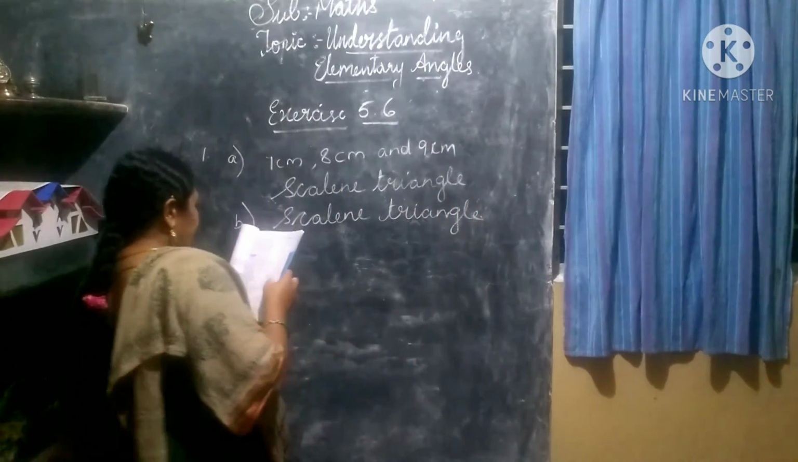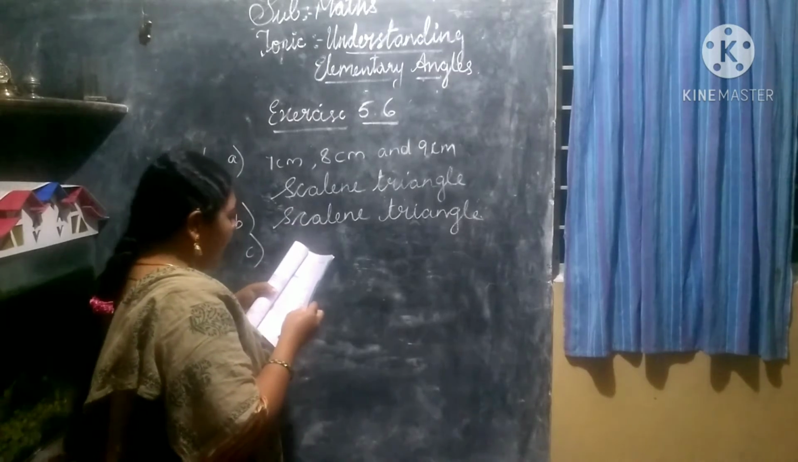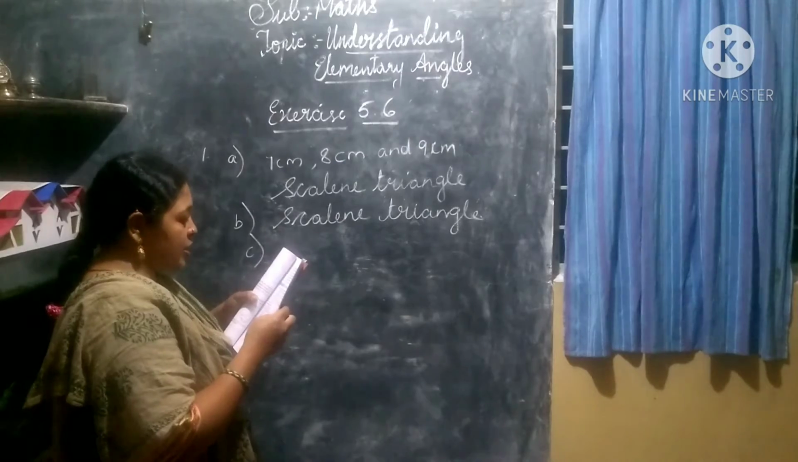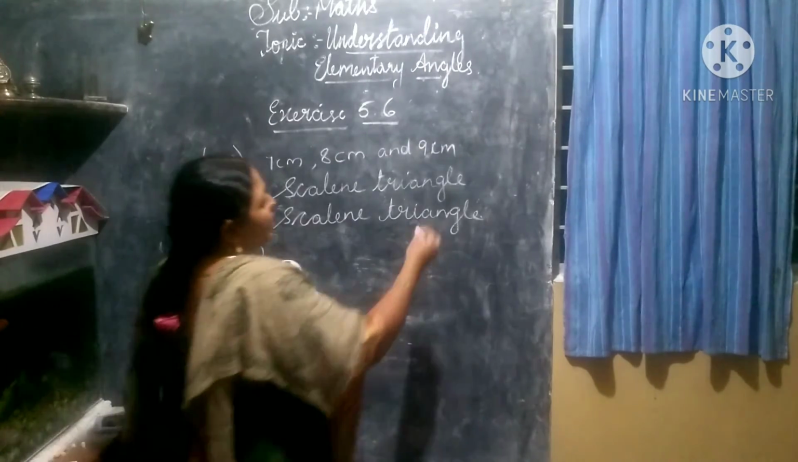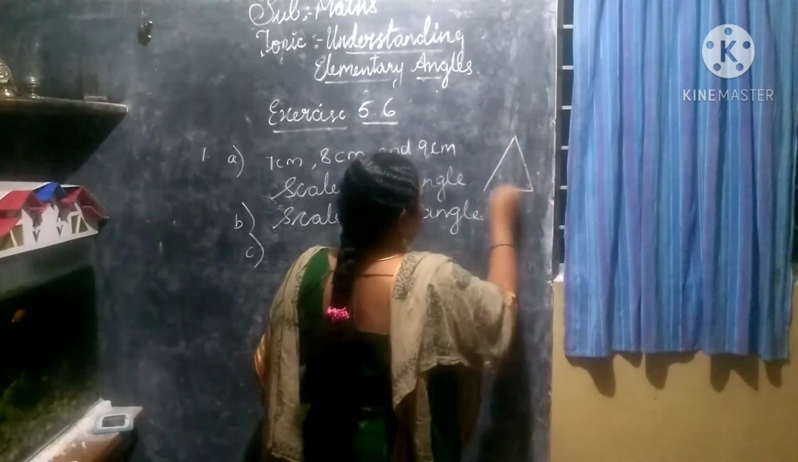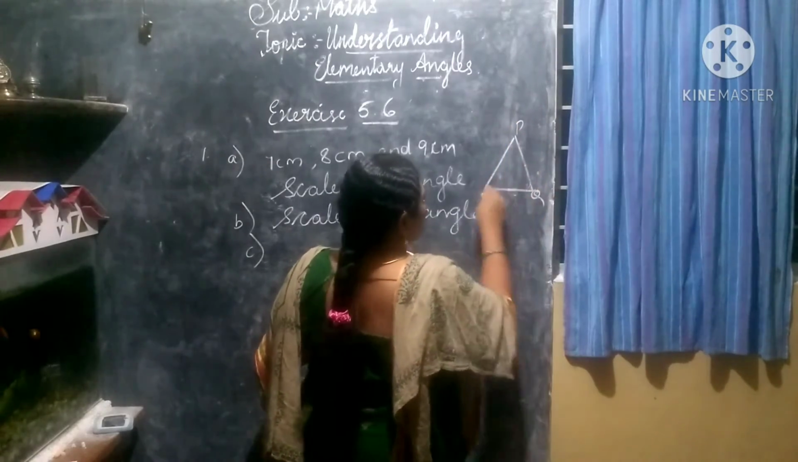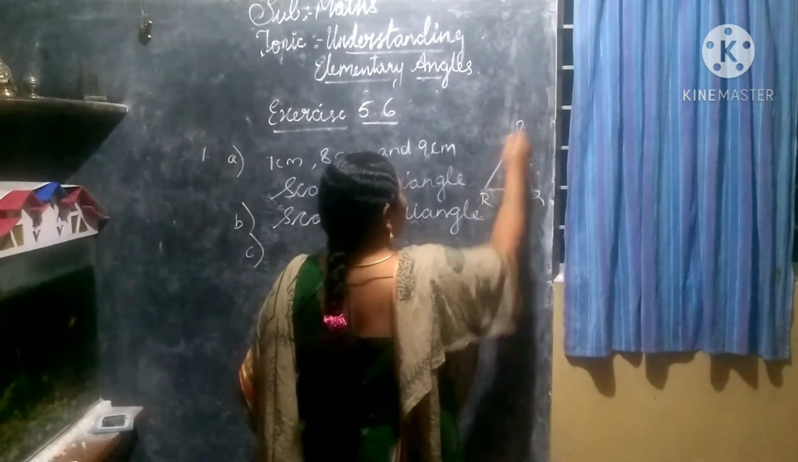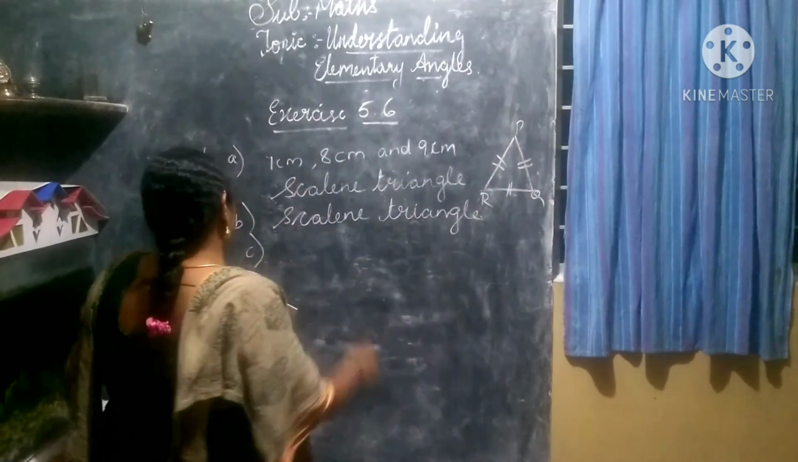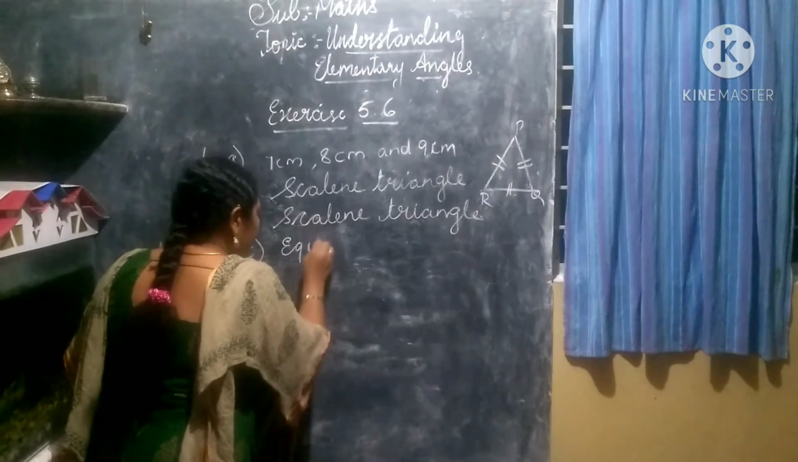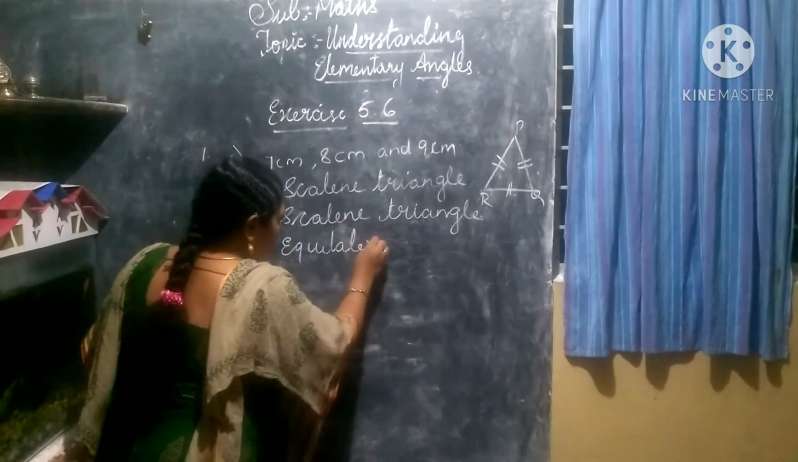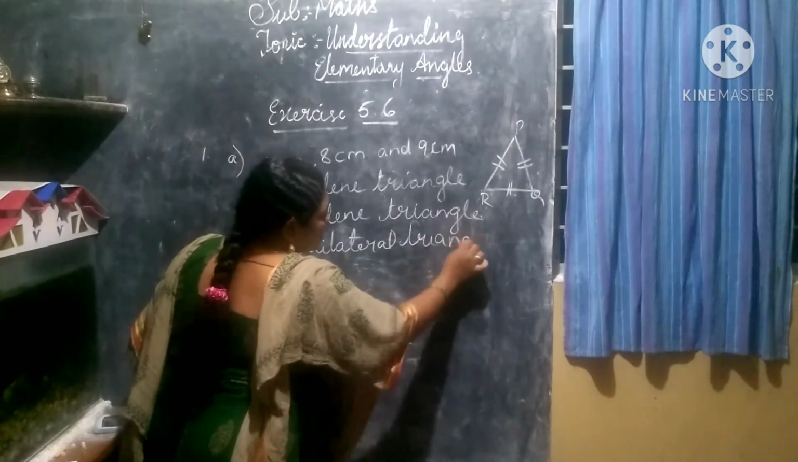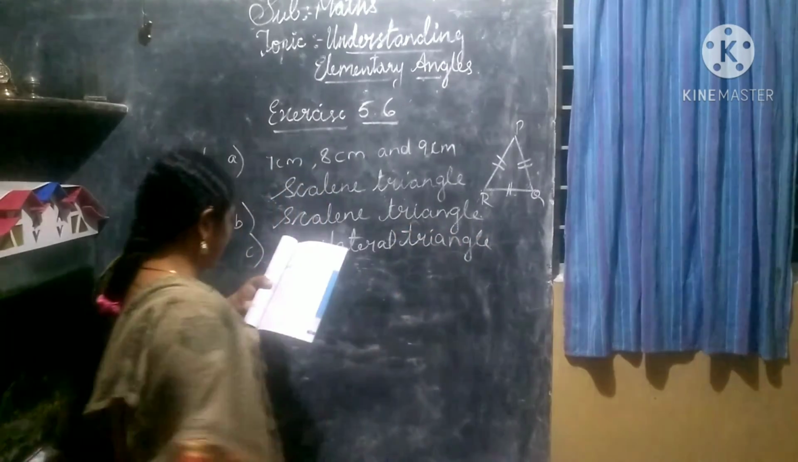C, triangle PQR such that PQ is equal to QR, QR is equal to PR, and it is equal to 5 cm. Therefore PQ is equal to QR, QR is equal to PR. So what type of triangle is that? It is an equilateral triangle.